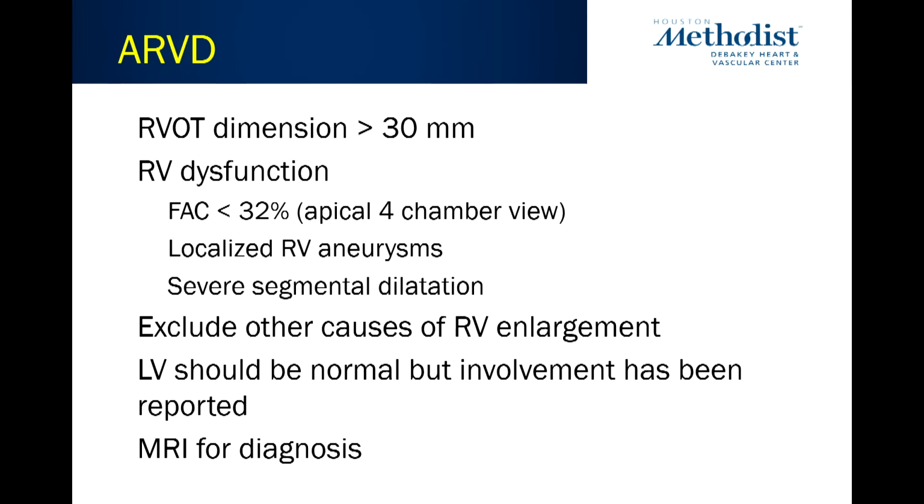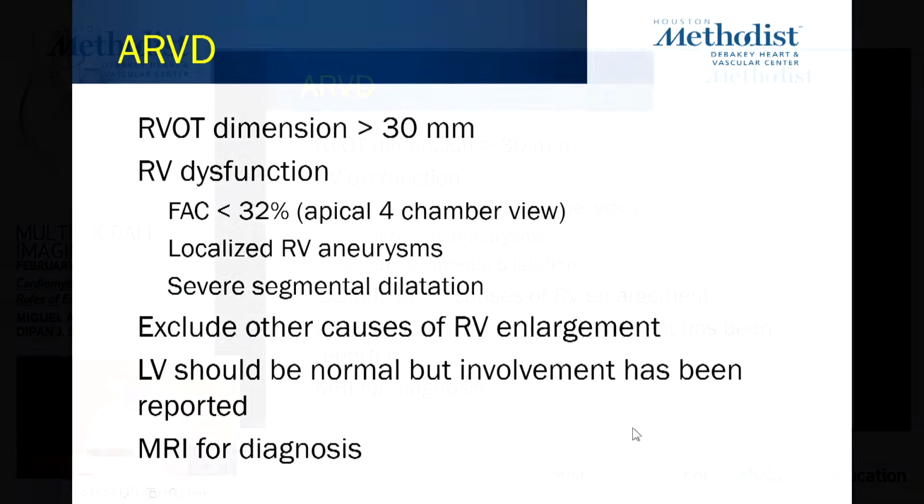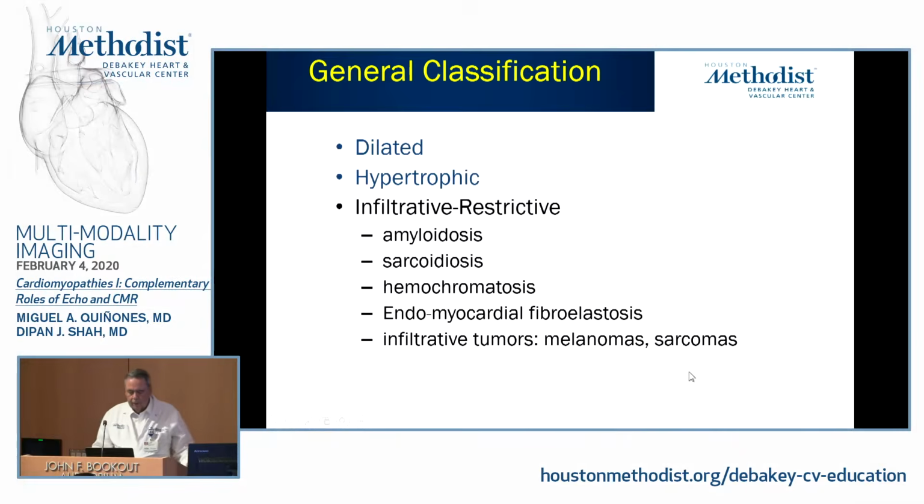So these are some of the criteria that have been put out: a reduction in the fractional area shortening of the RV in the apical four-chamber view, localized aneurysm, segmental dilation, exclude other causes of RV involvement, usually normal LV, although rare cases have been reported. And of course, you're going to hear more about that with the MRI because it has been very helpful.